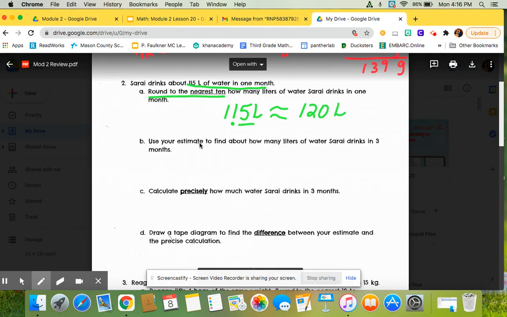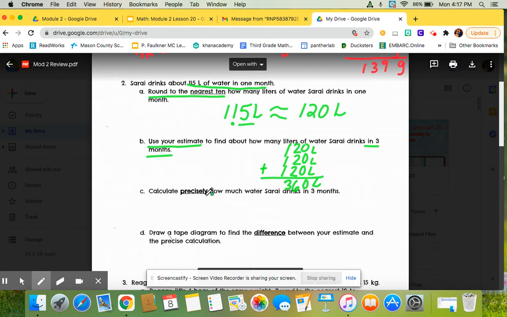It says use your estimate to find out how many liters of water Sierra drinks in 3 months. So it wants us to use our estimate for 3 months. This is only 1 month. Okay, so we're going to take 120 and we're going to add that 3 times. We know they are all liters. So 0 plus 0 plus 0 is 0. We have 2, 4, 6, and 1, 2, 3. So 360 liters is for 3 months.